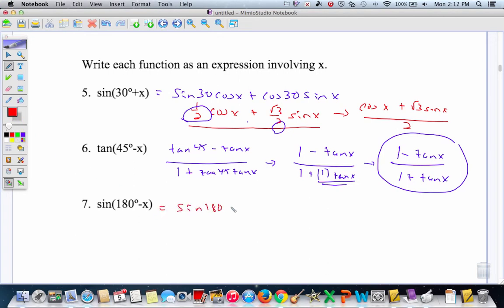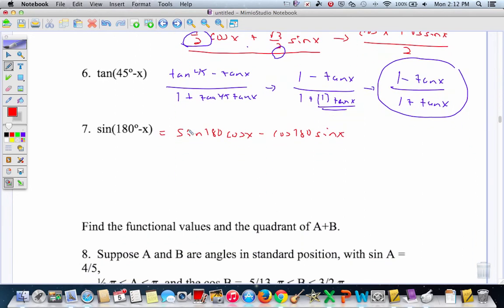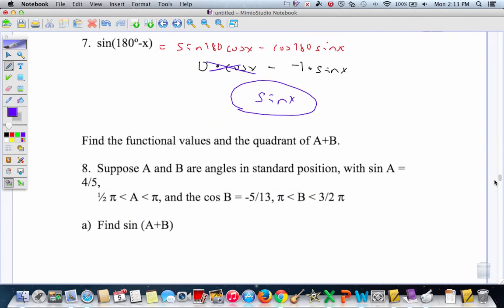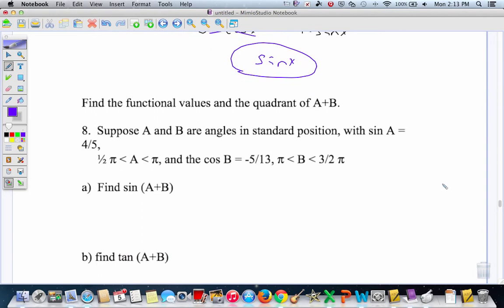We'll go through that again here. Sine of 180 minus x is a sine of 180 times the cosine of x minus the cosine of 180 times the sine of x. 180 is on our unit circle, so we'll make those substitutions. The sine of 180 is 0. The cosine of 180 is negative 1. So 0 times anything is 0, and negative negative makes us a positive sine of x. Let's keep pushing on here then.